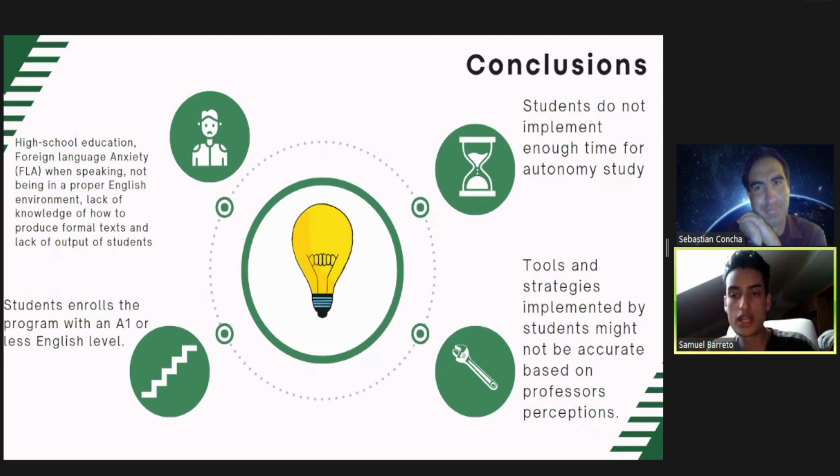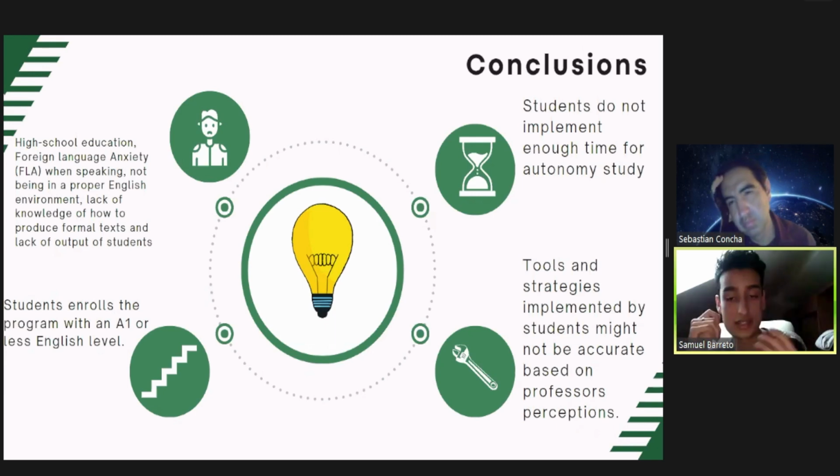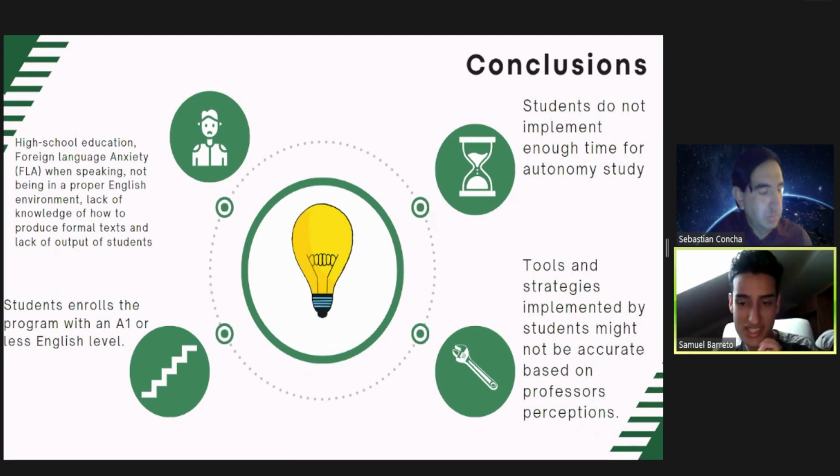Okay, so as conclusions, we raised that, first, as I mentioned before, students do not implement enough time to study autonomously. According to the Common European Framework, they are advised to practice more than 2 hours per day in order to reach a C1 English level, which is the level expected when finishing the program. Also, the strategies implemented by students are not great, such as taking notes in class or paying attention in class, or also the translation from Spanish to English, based on professors' perceptions.